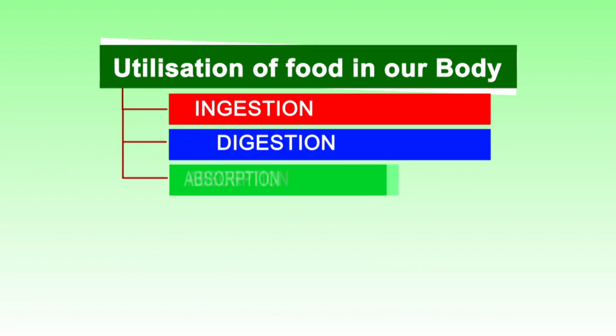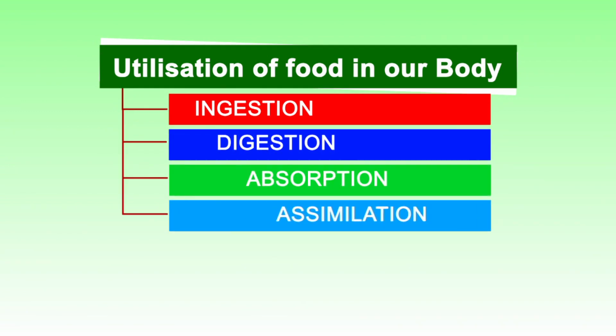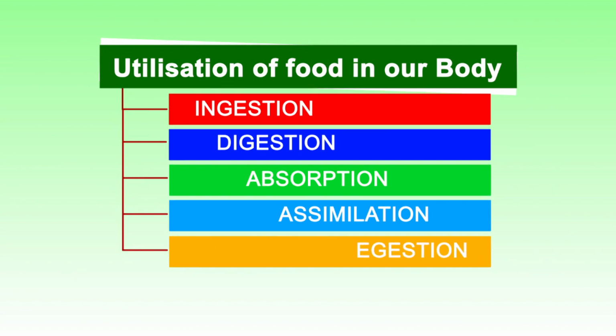We chew and swallow the food through the mouth. What happens when food is swallowed? The answer brings us to the next step, that is the utilization of food inside our body. Food gets utilized in our body through various processes such as ingestion, digestion, absorption, assimilation and egestion. So let us dig a bit deeper.